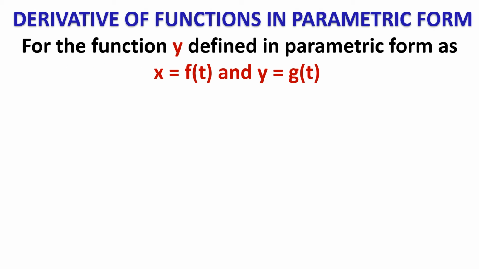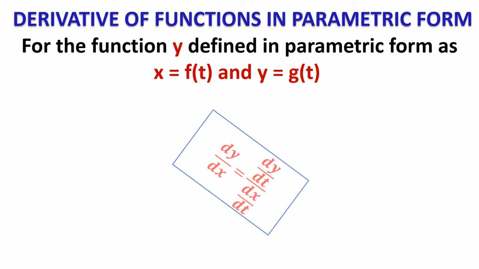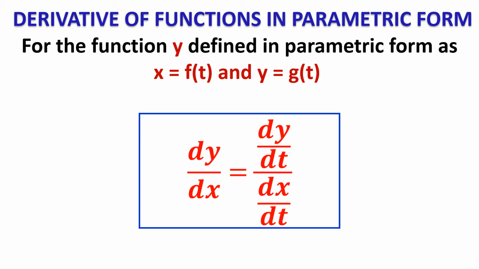How to do the derivative of functions in parametric form? For the function y defined in parametric form as x is equal to f of t and y is equal to g of t, we cannot find both of them with respect to x. Therefore, we can differentiate them with respect to t. Put dy by dt in the numerator and dx by dt in the denominator.